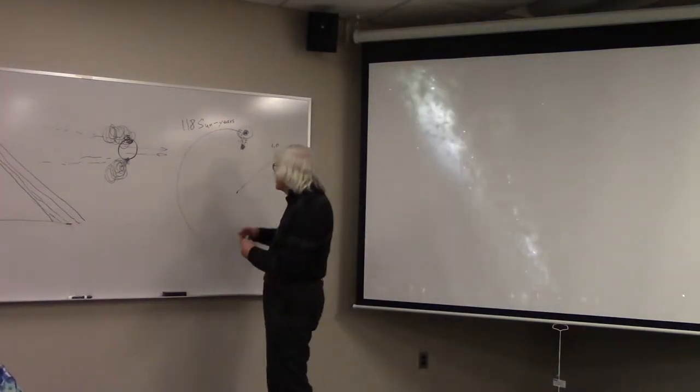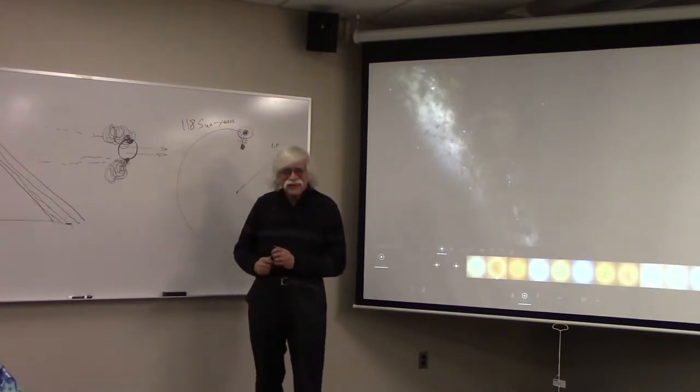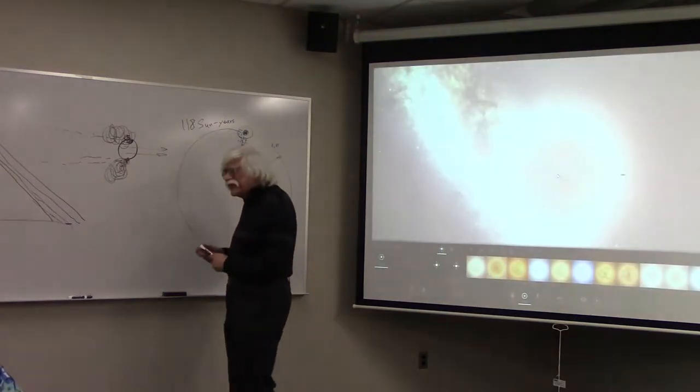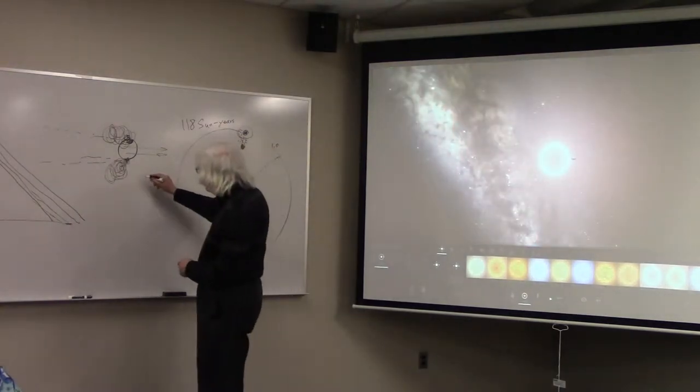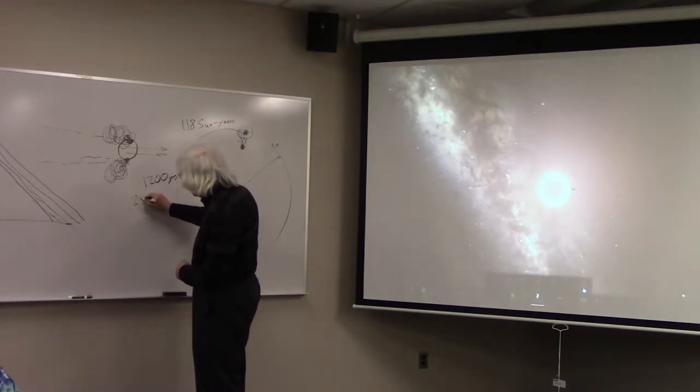I don't want to make the Sun twice its normal brightness for 118 years. Bad idea. Let's make it 10% brighter for 1,200 years.